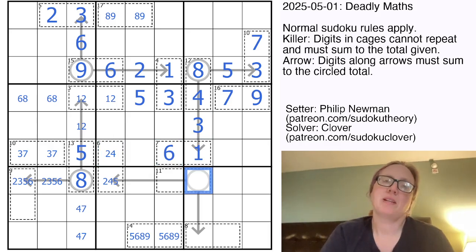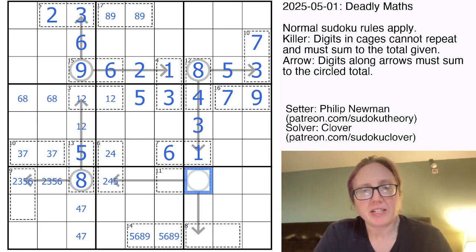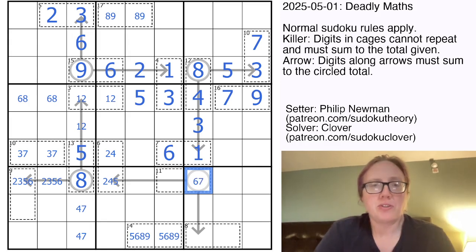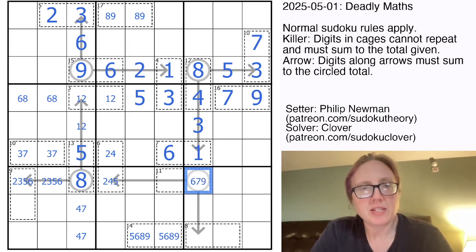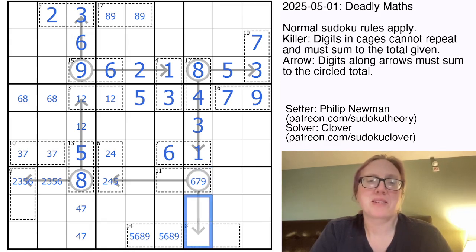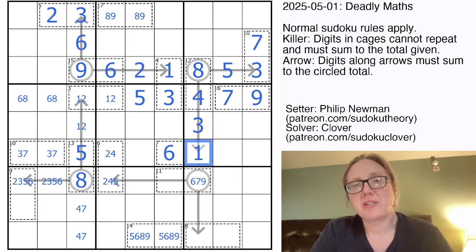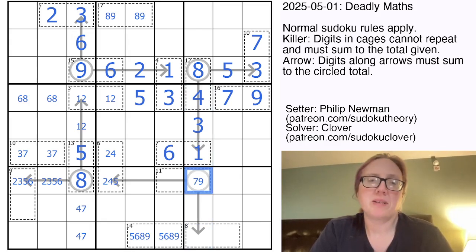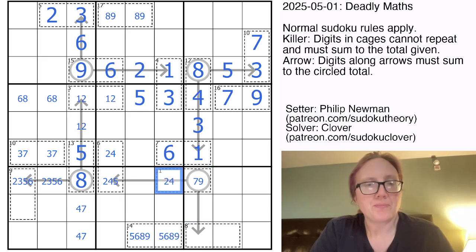Now what's this going to be? It's got to be 6, 7, 8, or 9 again. Can't be 8 because it in fact sees 2 8s. So it's a 6, a 7, or a 9. Now if it's a 6, the only way we can make a sum of 6 would be 1 and 5 or 2 and 4, and we've used way too many of our low digits here for that to work, so it's definitely not going to be a 6. This is either a 7 plus 4 to make a sum of 11 in the cage, or a 9 plus 2.